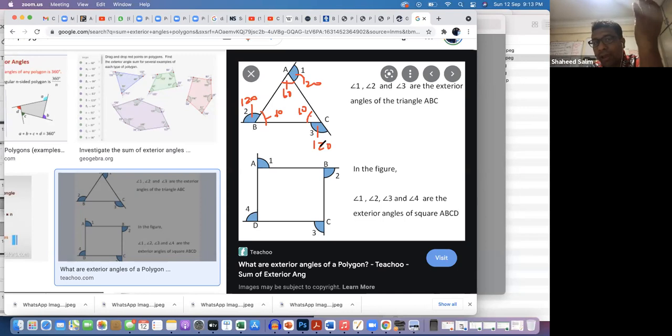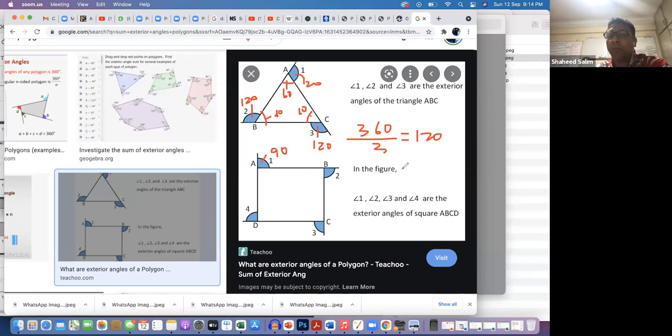If you want to find the exterior angle of a triangle, take 360 divided by how many? 3. There are 3 angles, you get 120. Can you see 120? But for a regular polygon, that means all the angles are the same. Same thing, you want to find the angle outside here, 90 degrees. How do I know 90? 360, how many sides are there? There are 4 sides, divide by 4. You get 90. Oh, correct.